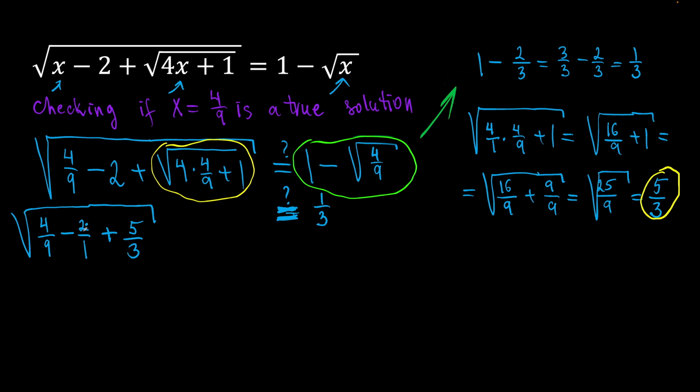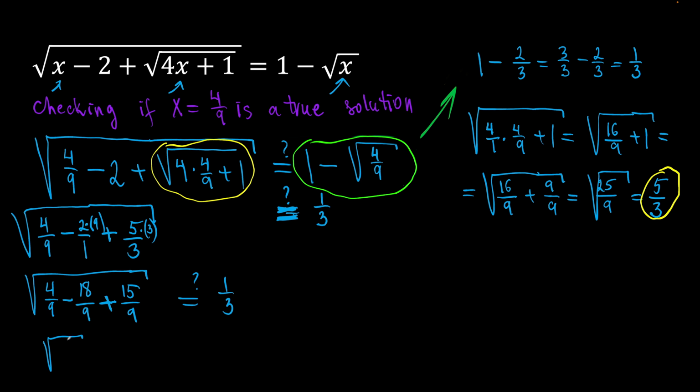So it means we need to multiply 2 by 9. And for this fraction, 5/3, we need to multiply by 3. So we have square root of 4/9 minus 2 times 9 is 18/9, plus 5 times 3 is 15/9, because we rewrote each fraction with a common denominator 9. Is it equal to 1/3? So 4 minus 18 plus 15 will be 1. If you get a calculator, 4 minus 18 plus 15 will be 1.